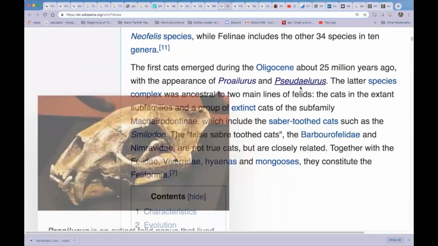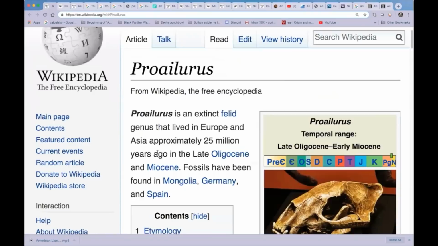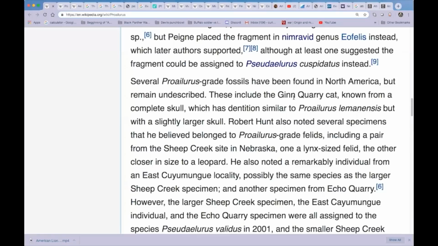So let's just real quick. It says Proailurus is an extinct felid genus that lived in Europe and Asia approximately 25 million years ago, right? So they're telling you Europe and Asia here. But check this out. They'll tell you in the beginning they found it in Europe and Asia, but as we go down, it says several Proailurus grade fossils have been found in North America, but remain undescribed. Why may they not describe them? This is what I'm trying to show you. They're not trying to have you study or even look at anything related to origins in America, especially when it comes to cats. They don't want you to know the lion, all that.